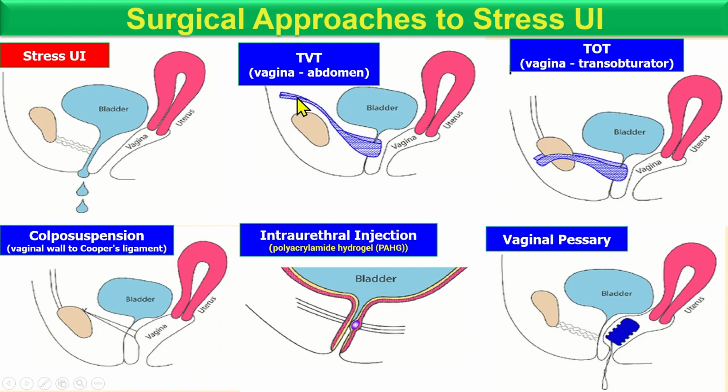Okay, this is a summary of the different procedures. TVT, where you give the tape through the vagina and attach it to the abdomen. And the TOT, where you enter from the vagina and attach the tape through the transobturator route. And here is the colposuspension, where you attach the vaginal wall to Cooper's ligament. And in the intraurethral injection, you put the bulking agent here. This is the vaginal pessary.